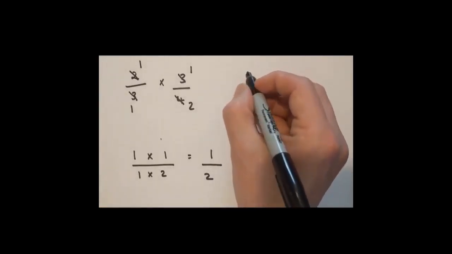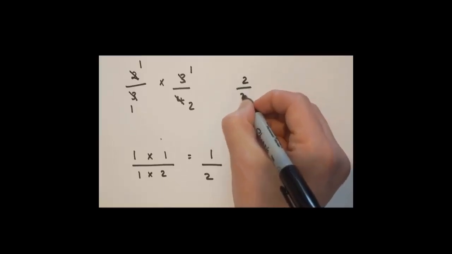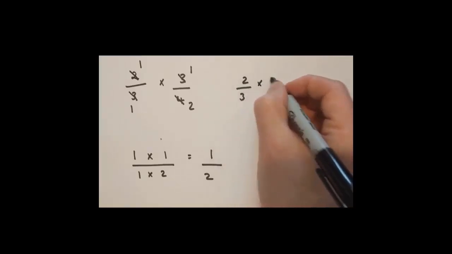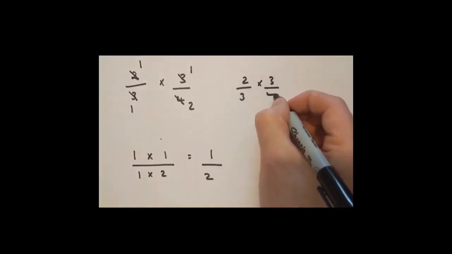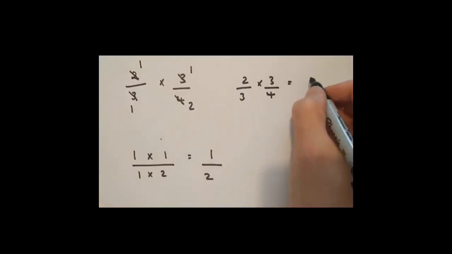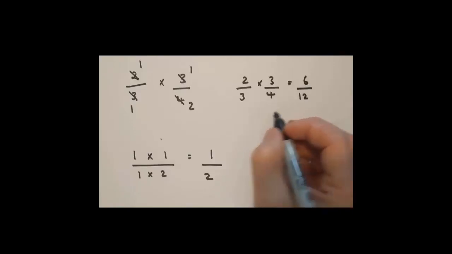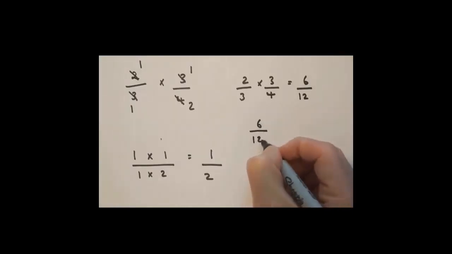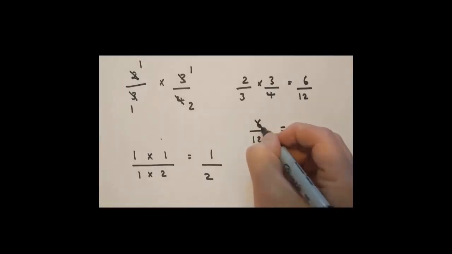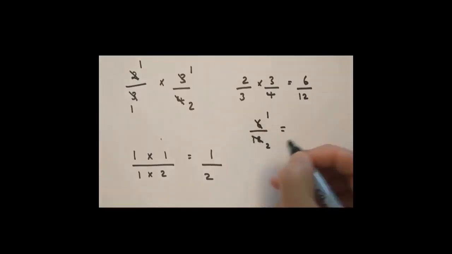If we complete the question without cancelling, the question becomes 2/3 multiplied by 3/4. 2 times 3 is 6, and 3 times 4 is 12, so the answer is 6/12. 6 goes into 6 once, and 6 goes into 12 twice, with the final answer therefore being a half either way.